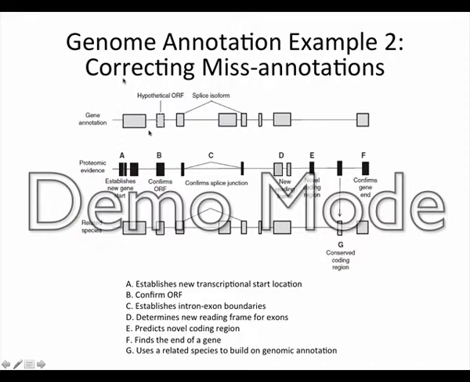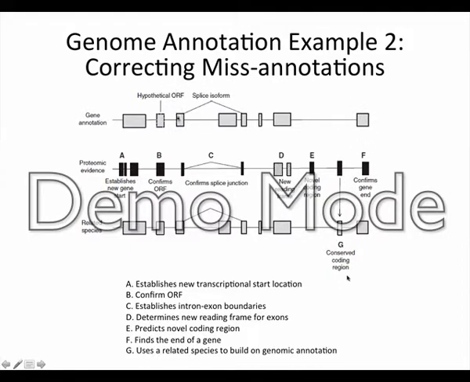In B, we actually are able to confirm this hypothetical open reading frame. In C, we confirm the splice junction that was hypothetical here. In D, we actually identify that this is not actually the right reading frame. It's a different reading frame. In E, we actually find a completely new exon. In F, we confirm that this is actually where the gene ends.